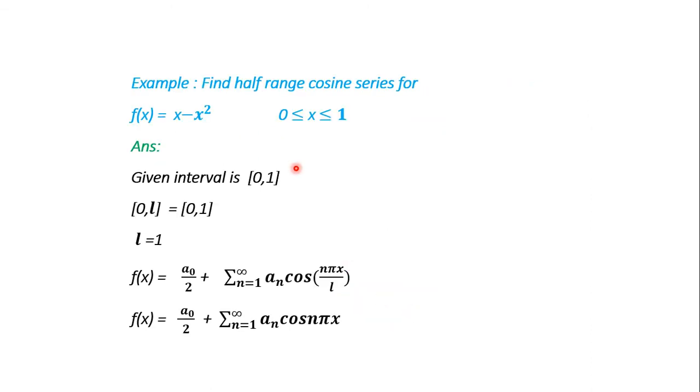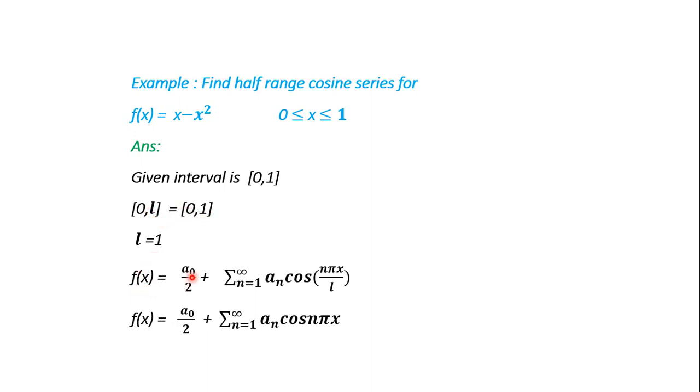For example, find half-range cosine series for f of x is equal to x minus x square for x lies between 0 and 1. The given interval is the closed interval from 0 to 1. We compare it with the standard form of closed interval from 0 to L. Therefore, L is equal to 1.